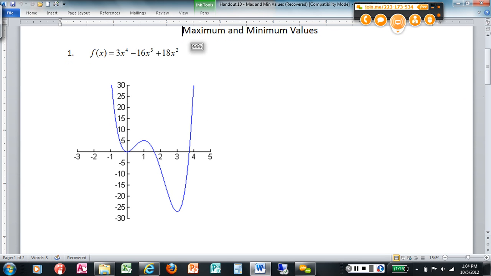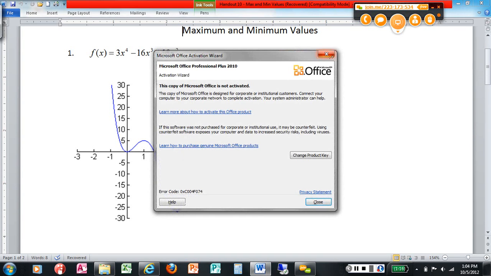All right, let's start here by talking about today a little bit about these so-called maximum and minimum values. What I have graphed for you there on the handout is a nice little function, 3x to the fourth minus 16x cubed plus 18x squared to be exact. So what I wanted to talk about here are what are called relative or local maximums and minimums.